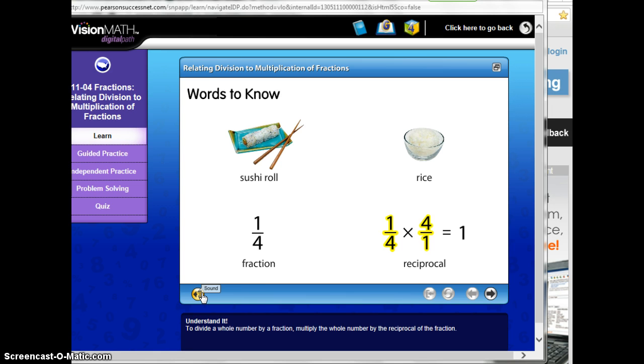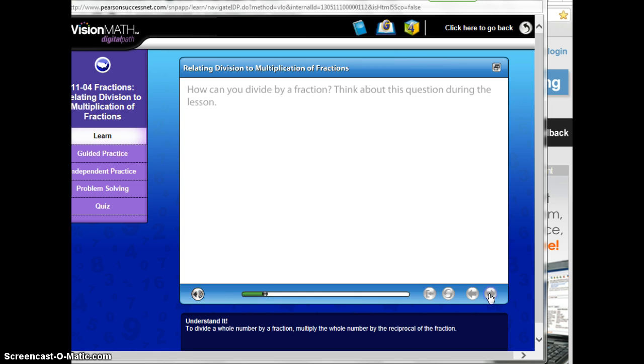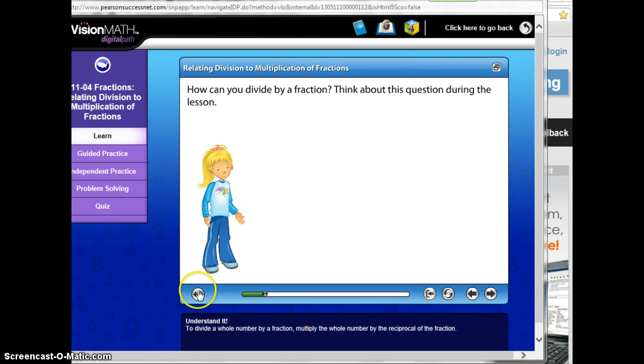Okay, so knowing what a reciprocal is very, very important today, because when we divide fractions, the second number, the number we're dividing by, our divisor, has to be switched or flipped and made into the reciprocal. So our question is, how do we divide by a fraction?